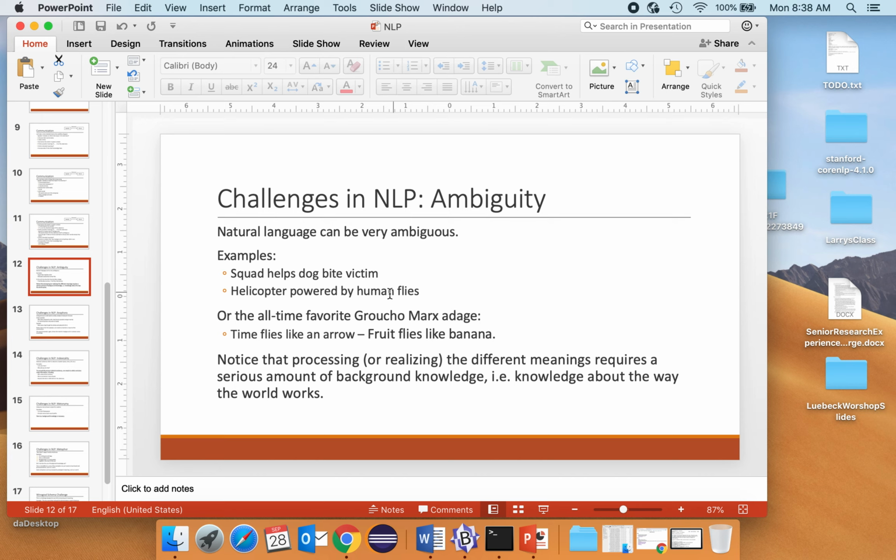Helicopter powered by human flies. Again, it seems like an interesting experiment. I'm sure something we thought of when we were kids, to have this device that has all these flies in it that lifts us up, right? But we know that it probably is not going to work. But in order to figure that out, we just need to know a lot about the way the world works, and in a fairly sophisticated way, right?